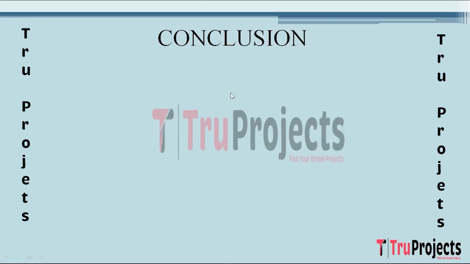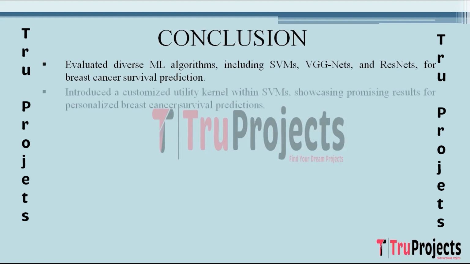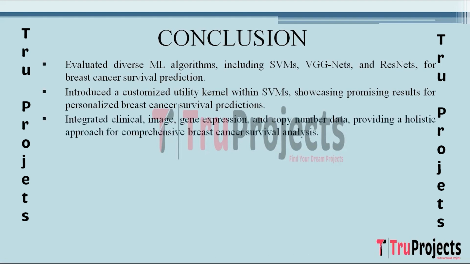So the conclusion here is the project systematically assessed various machine learning algorithms, including SVMs with diverse kernels, traditional methods, and deep learning architectures like VGG nets and ResNets. The introduction of a utility kernel tailored for breast cancer survival prediction within SVMs demonstrated promising results, emphasizing the significance of customized algorithms. The project integrated clinical data, whole slide images, gene expression, and copy number variation datasets for a comprehensive approach, leveraging diverse information sources.